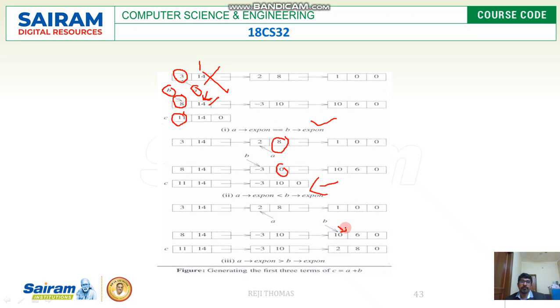Look at this. Again, you have to see the exponent part. This is 8 and this is 6. So what happened? Here A's exponent is greater than B's exponent. What should I do? I should duplicate this A and put it in the resultant one. So I'll be getting 28x^8. I should continue.